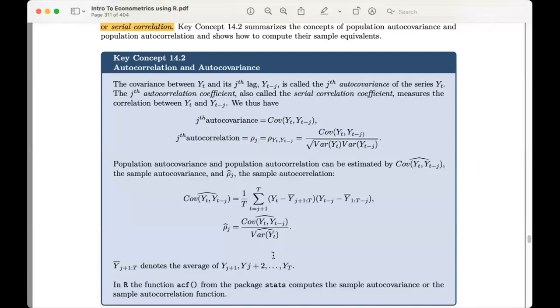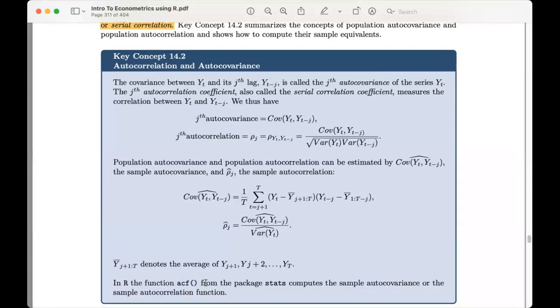Whilst the autocorrelation is basically the covariance between yt and yt minus j, the covariance between yt and yt with the jth lag, all over the square root of the variance of yt times the variance of yt with the jth lag. But we can easily do this in R using the ACF function, which is from the stats package, which computes the sample autocovariance or the sample autocorrelation function.